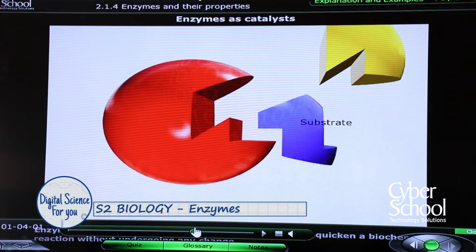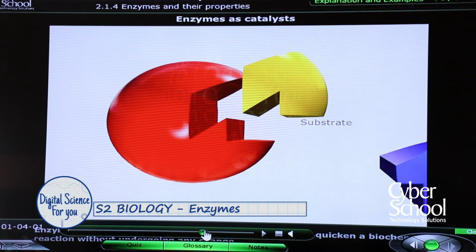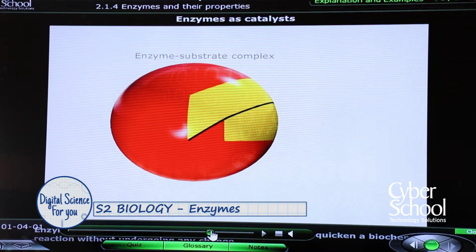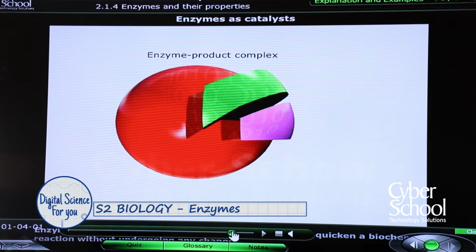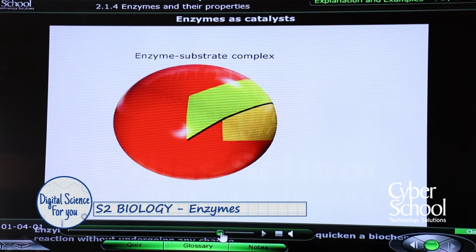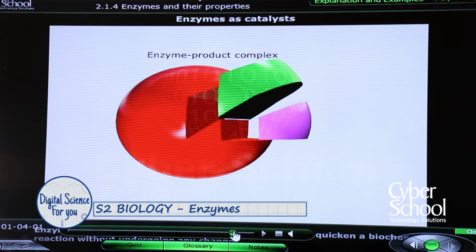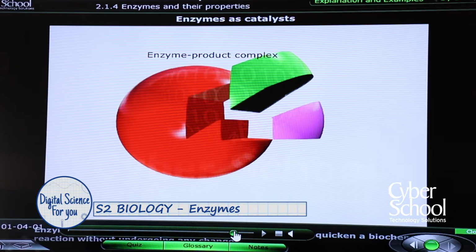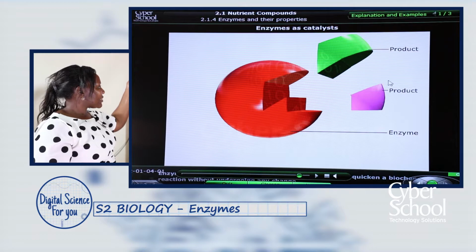And then when it fits, the enzyme is able to lower what we call the activation energy of that reaction, and then we shall have the substrate forming products. Very, very important. I want you to note what happens to the enzyme. Do you see that our substrate is breaking into two? Now we have two simpler products. What has happened to our enzyme? It has remained unchanged. Do you see that? We have the products there.